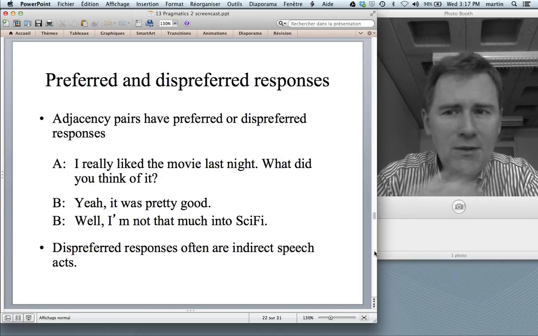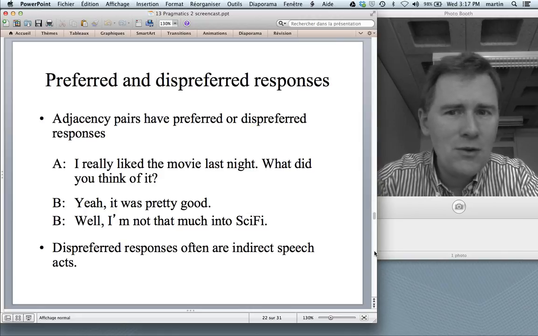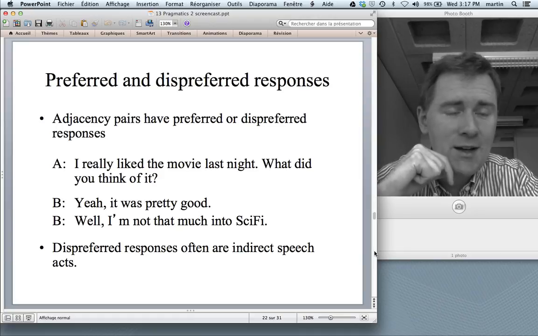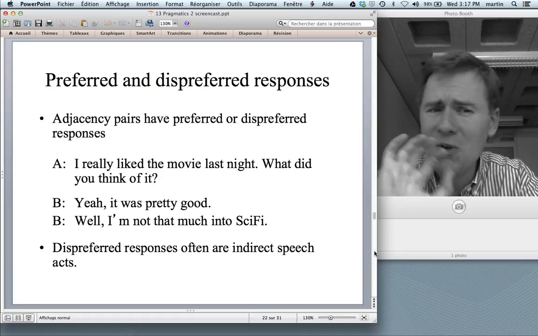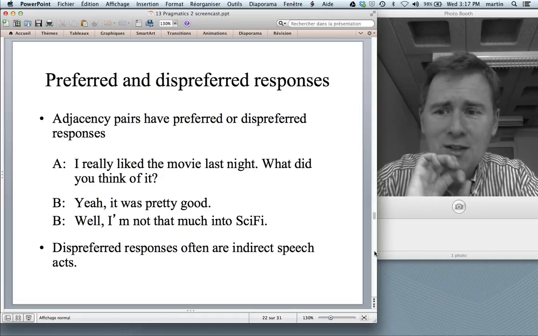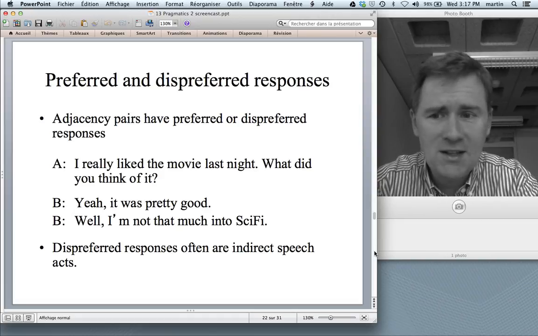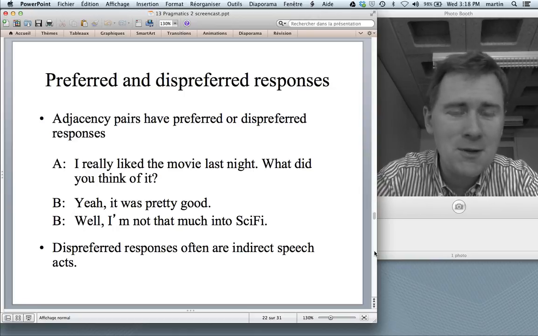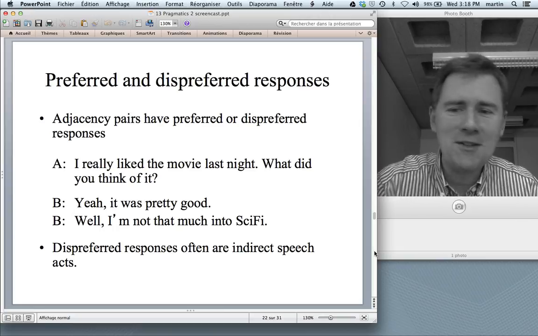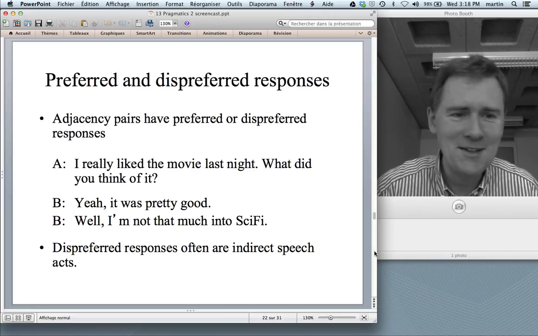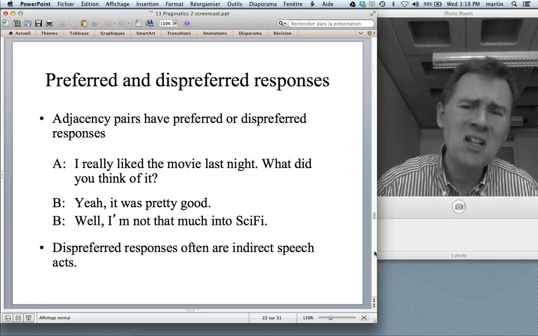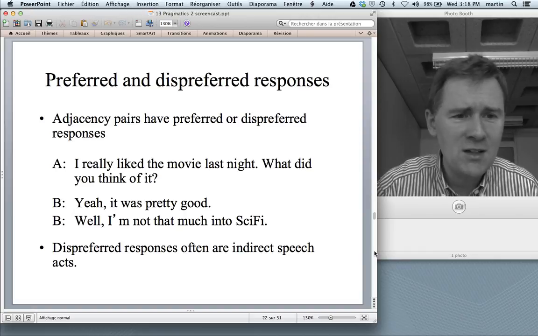From questions and answers to preferred and dispreferred responses. Adjacency pairs have answers that you like to get and answers that you don't really like to get that much. Consider this example here, person A saying, "I really liked the movie last night. What did you think of it?" And of course, what the person wants is some confirmation along the lines of, "Yeah, it was really good. I liked it." But sometimes person B will say, "Well, I'm really not that much into sci-fi, and I thought the effects were crap."